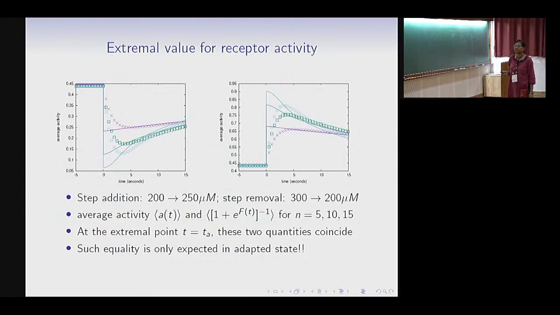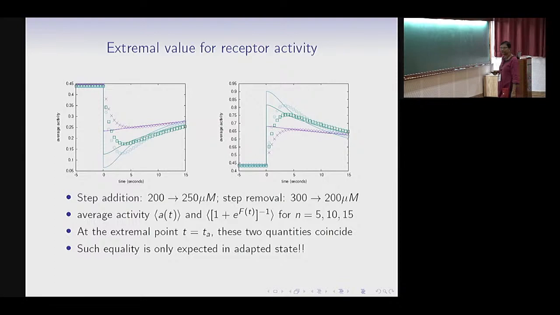Here I have plotted, the left panel is for step addition, the right panel is for step removal. The left panel is where I have increased the attractant level from 200 to 250 micromolar, and in the right panel I have decreased it from 300 to 200 micromolar. I have plotted the receptor activity as a function of time. As expected, in the pre-stimulus state, activity was not changing with time. I have plotted two things here. The discrete symbols are for receptor activity and the continuous lines are for this function.